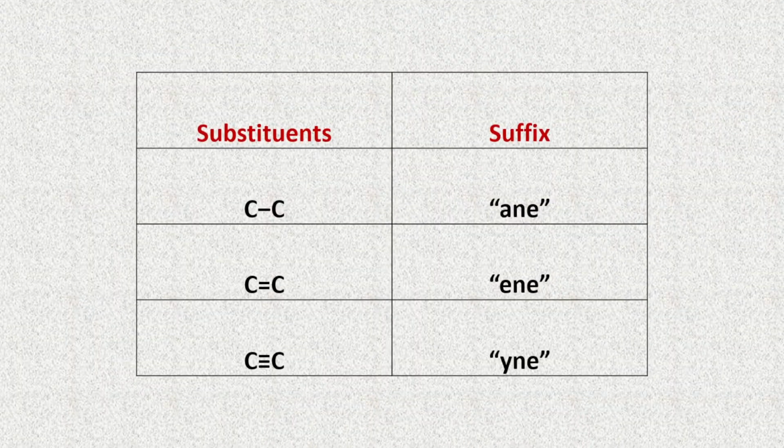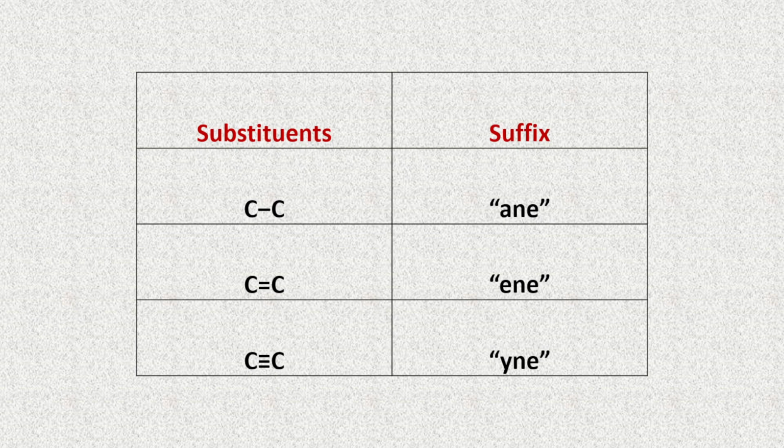Here are the suffixes used for singly, doubly and triply bonded carbon bonds. For a saturated carbon-carbon single bond, the suffix "ane" is used. For an unsaturated carbon-carbon double bond, the suffix "ene" is used, while for an unsaturated carbon-carbon triple bond, the suffix "yne" is used.